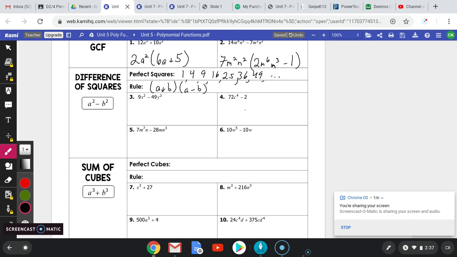So if I look at number 3 here, the first thing you always want to check for is whether there's a GCF. There's not. And both these terms are perfect squares. 9 is a perfect square, x squared is a perfect square. Anytime I have an even exponent, it's a perfect square. So I take the square root of both terms and put it in the rule. The square root of 9x squared is 3x, so that goes here with a plus, and 3x with a minus. And then the square root of 49y squared is 7y.